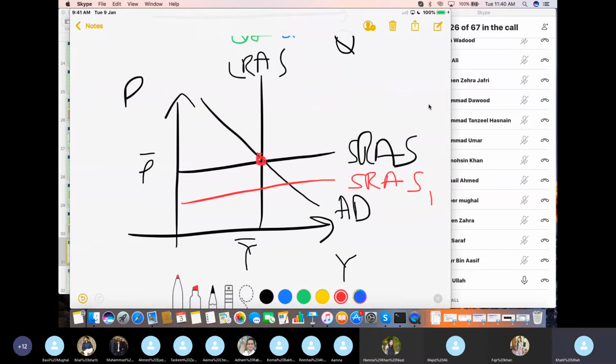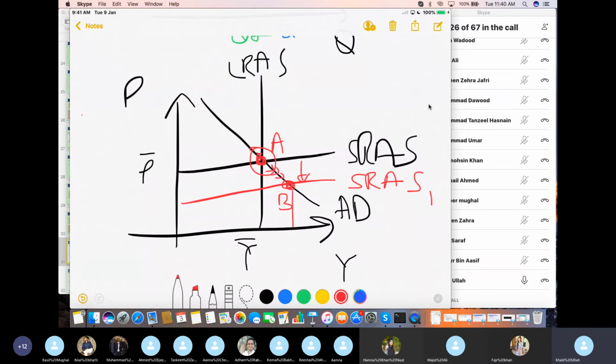So you were originally at point A. America allowed Iran to export oil. People are now buying oil from Iran. What starts to happen is your short run aggregate supply moves down, and there is a new equilibrium now, point B. This point B is the short run equilibrium. Point A is still the long run equilibrium. The economy starts moving from A to point B.